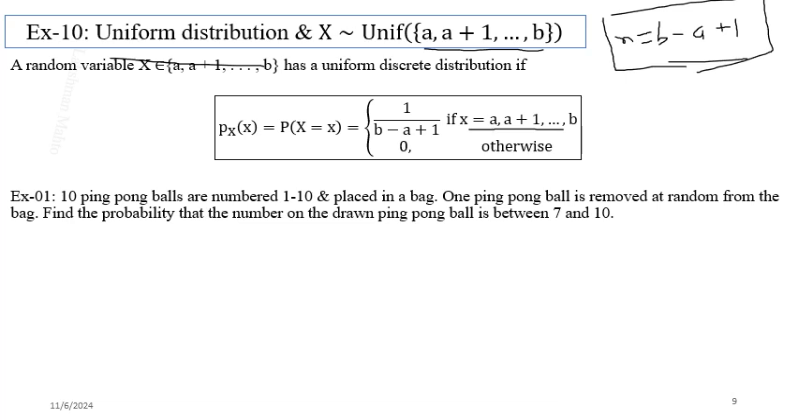Table tennis. Have you played table tennis? In China people call it ping pong, but in India we call it table tennis. You should also understand the meaning of that.